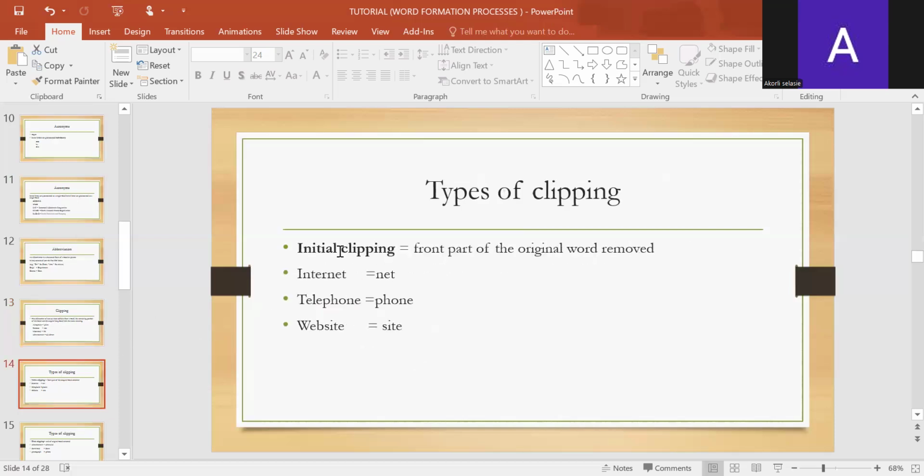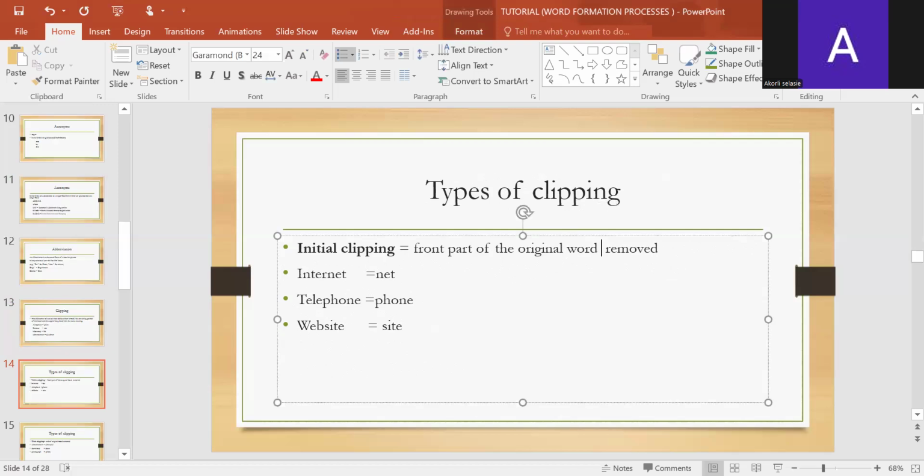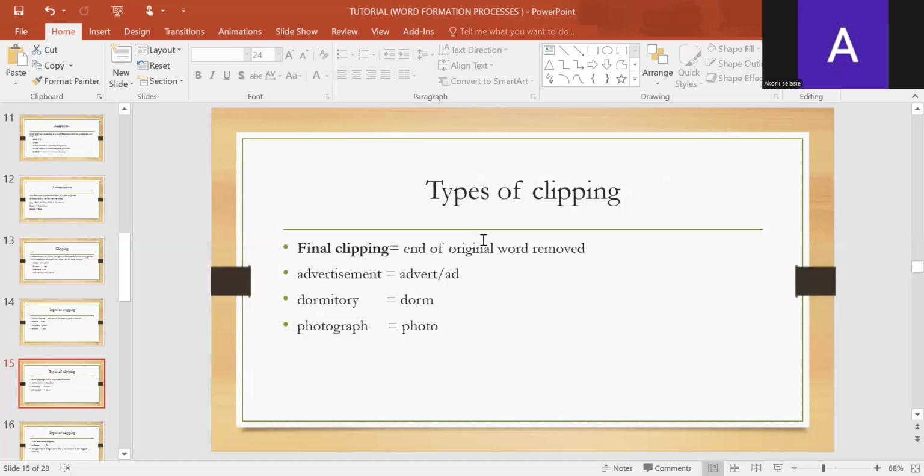Initial clipping, the front of the word is removed. So internet has lost the front part, and we have net. Telephone, we retain the last part, which is phone. Website, we have site. Then final clipping, the end of the word is removed. Advertisement, the end is taken off, so we have advert or ad. Dormitory, the end is taken off, we have dorm. Photograph, the end is taken off, we have photo.